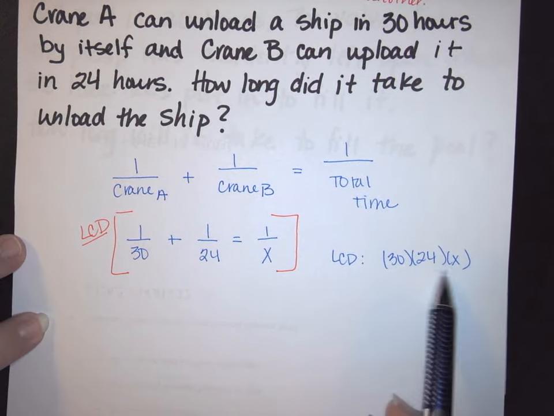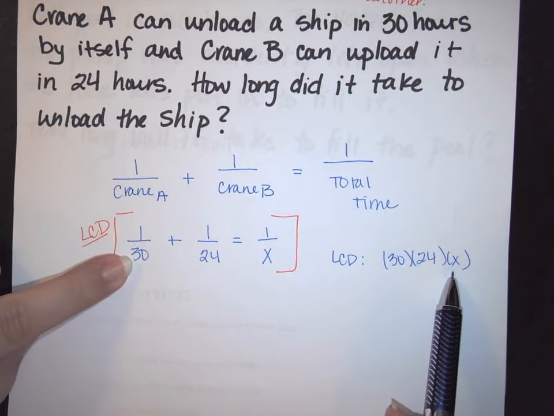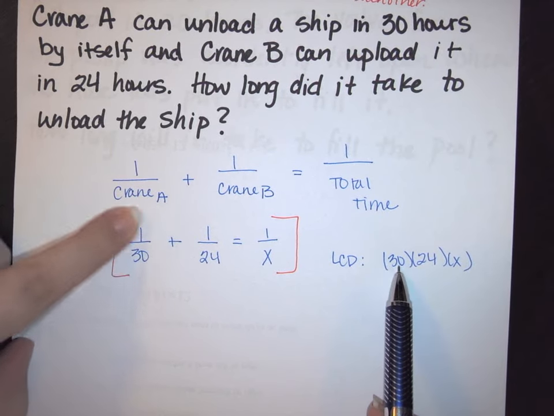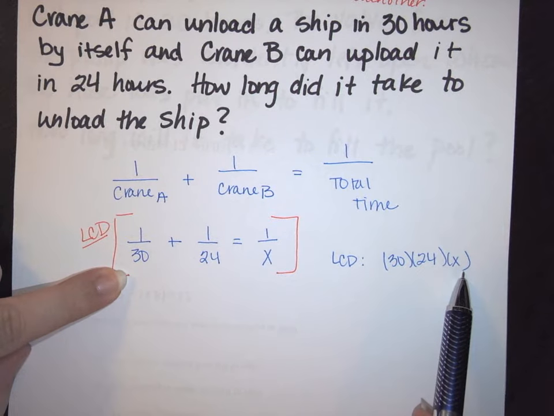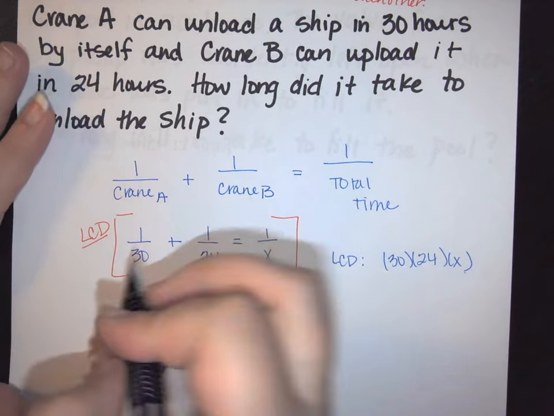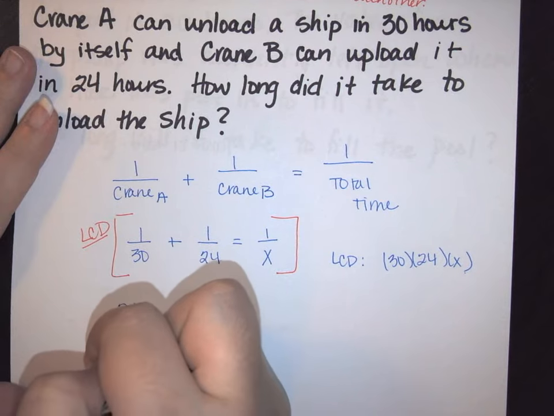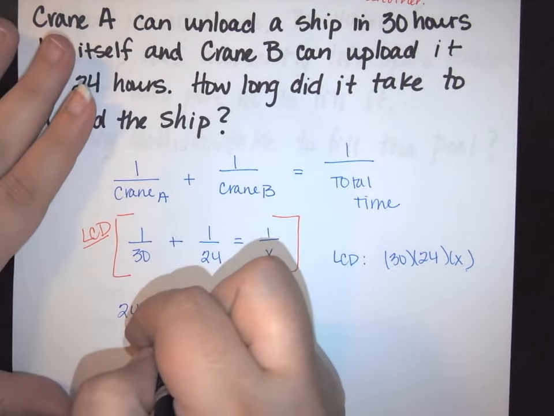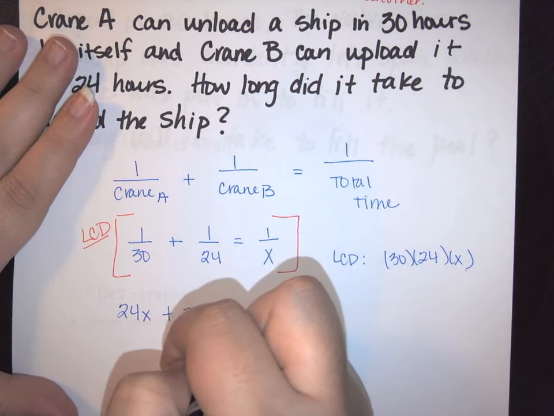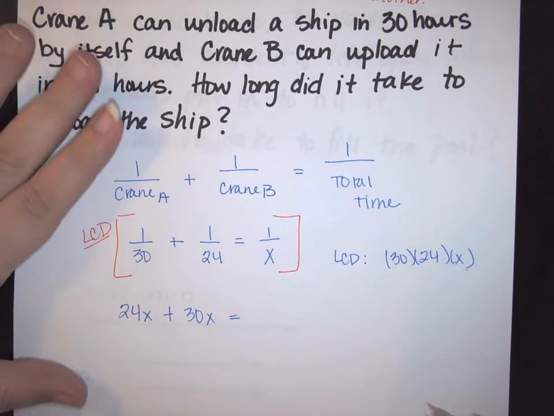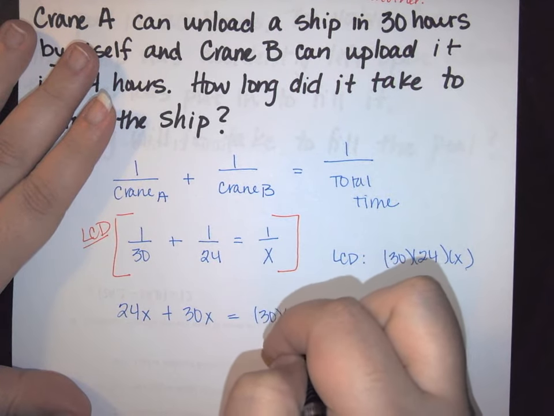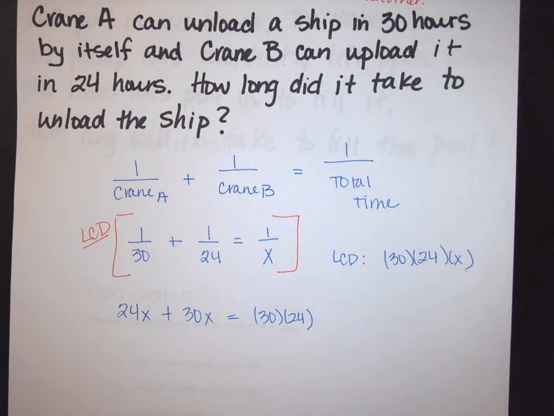So if we leave it spread out like this, what you can see is in your first one, if I multiply this first fraction by 30, 24, and x, the 30 goes away and what stays behind is 24x. In the second one, what goes away is 24 and what stays behind is 30x. In the last one, what goes away is x and what stays behind is 30 times 24.